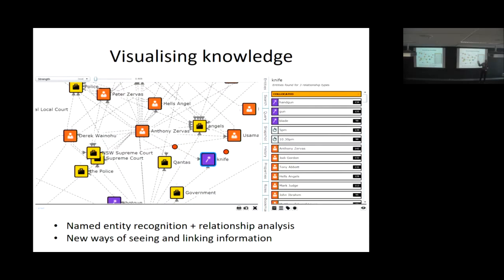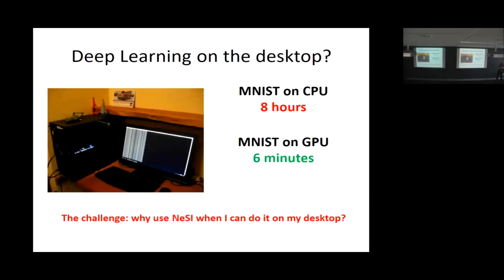So just tying this up now by bringing it back to NeSI, I said earlier that I've got one of these machines at home. That's one there. That costs about $3,000. The Thunderbirds are extra. And that takes a standard task such as the ImageNet data set from 8 hours down to 6 minutes.